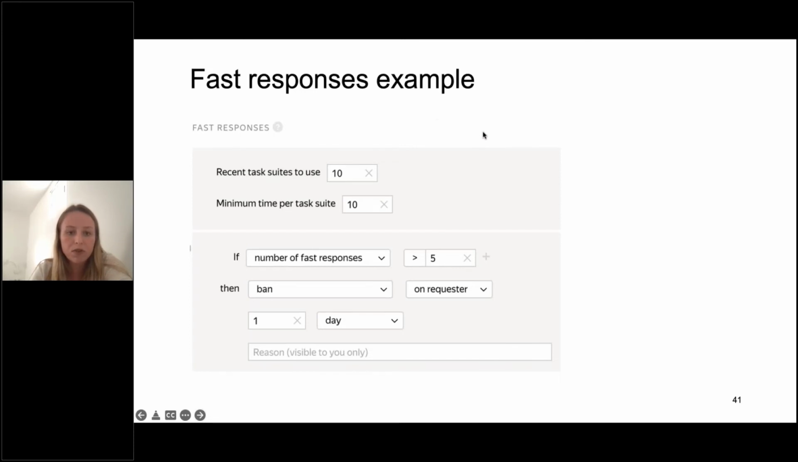So this is an example of fast responses. Basically, what are you doing here? If someone has already completed 10 different tasks, and if he completed 5 of them under 10 seconds, you ban them on your project for a day. So again, you should adjust those according to your project needs. And this is just an example to show you.